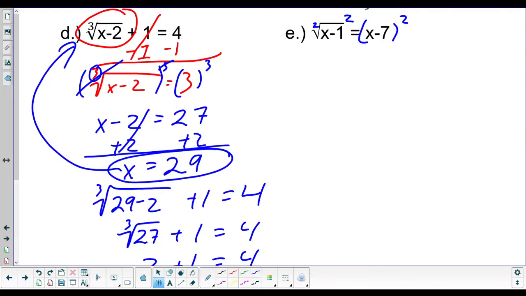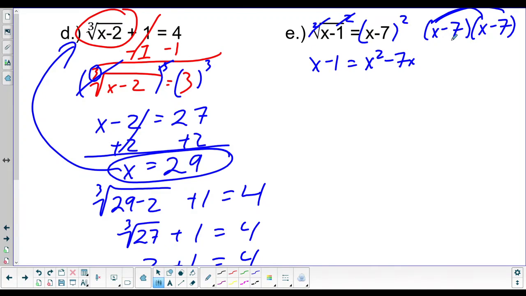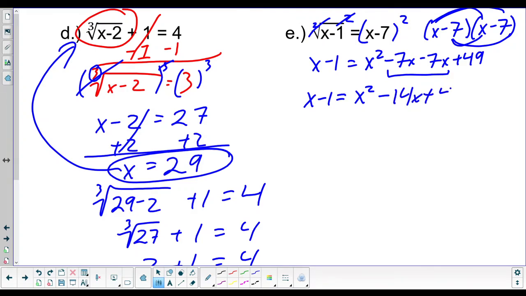So these cancel, and we get x minus 1 equals x minus 7 squared, which is going to be x minus 7 times x minus 7, and we're going to have to FOIL. So x times x is x squared. X times negative 7 is negative 7x. Negative 7 times x is another negative 7x. And negative 7 times negative 7 is positive 49. We're going to combine these like terms here in the middle to simplify. We have x minus 1 equals x squared minus 14x plus 49.